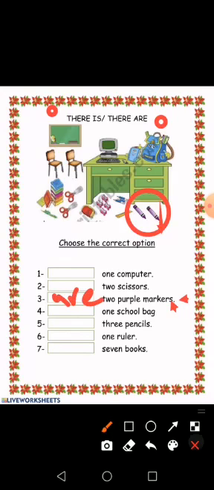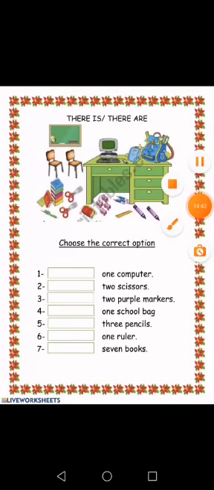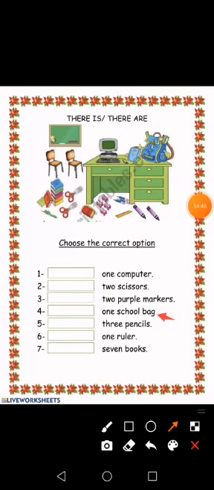So, the next one, 1 school bag. Look, here we have 1 school bag. With a singular noun, do we use is or are? We use is. There is one school bag.